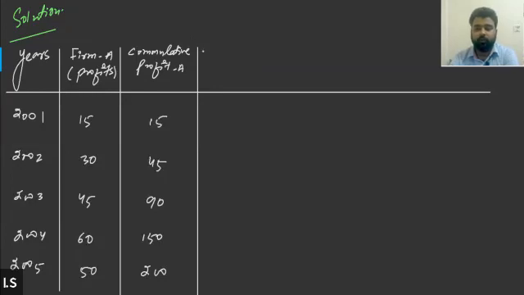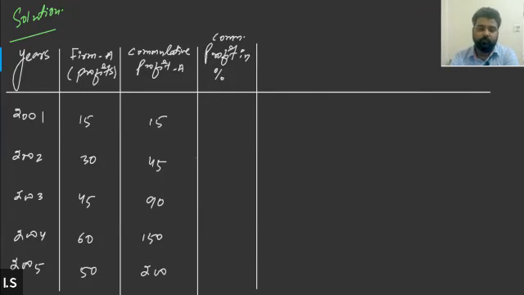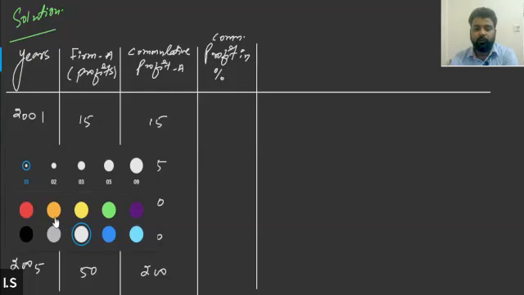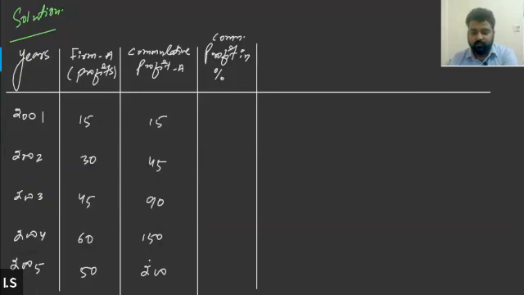Now what are we going to do, Alexander? We will now convert all the cumulative profits in terms of percentage. So cumulative profit in terms of percentage. Considering this as a base, we will be calculating the percentage of profit generated in different years. So let me show you how it will be done.